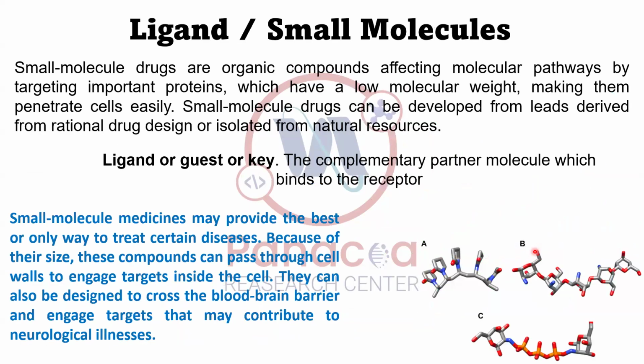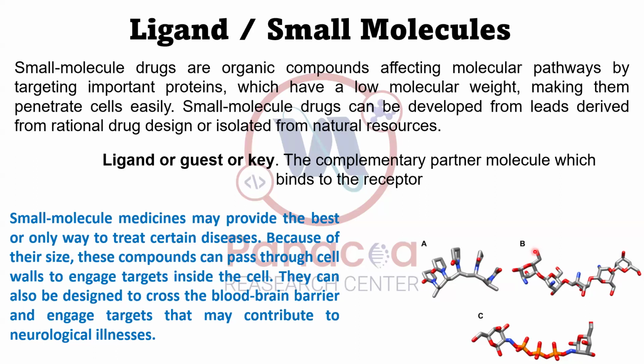And then we need to understand the small molecule and ligand. I know you all have the basics of ligand, chemical structures and protein structures knowledge, but it's my duty to show you some examples. So here we use small molecules. Small molecule drugs are organic compounds affecting molecular pathways by targeting important proteins, which have a low molecular weight, making them penetrate cells easily. So why do we mention the low molecular weight?